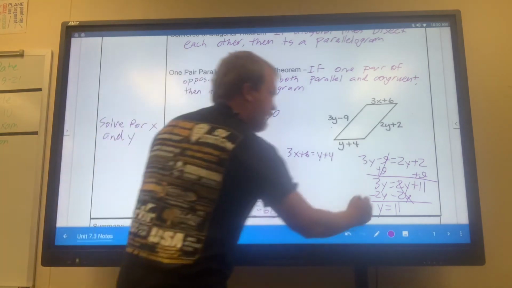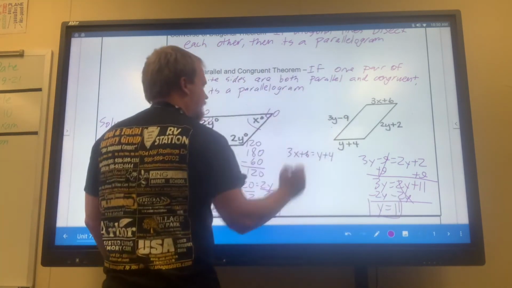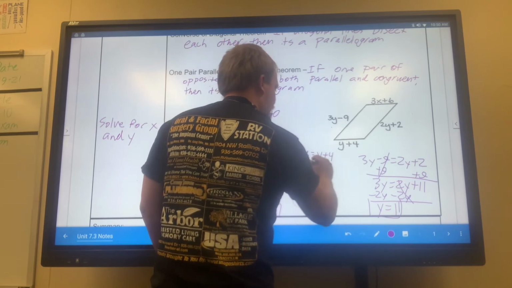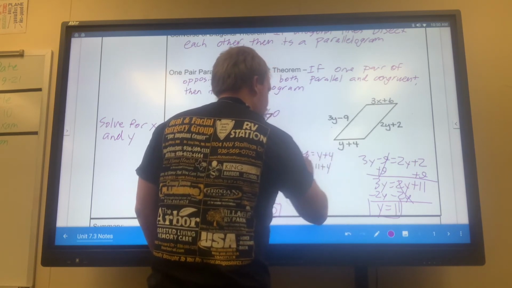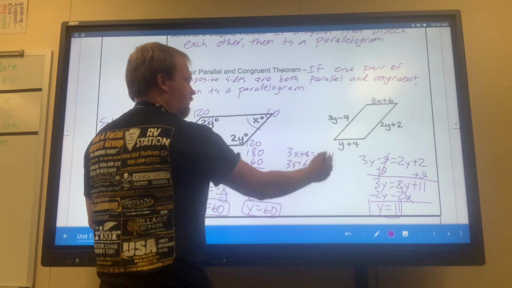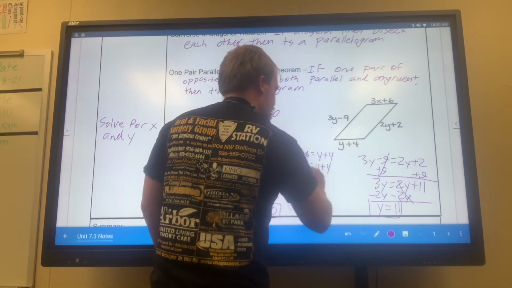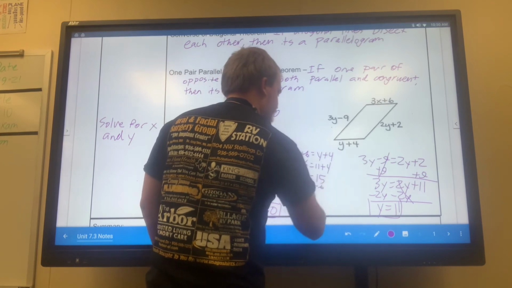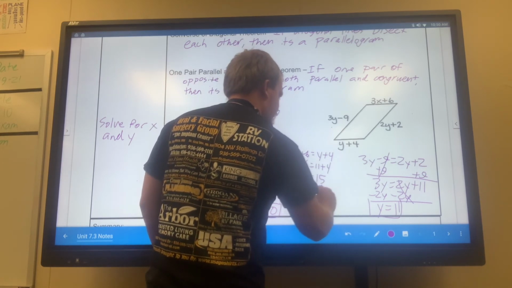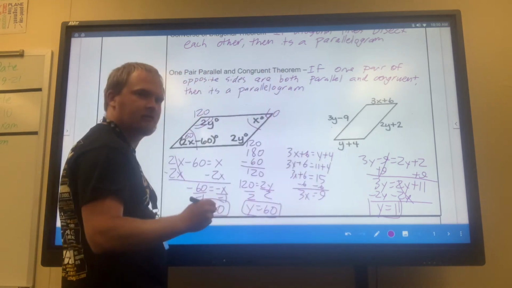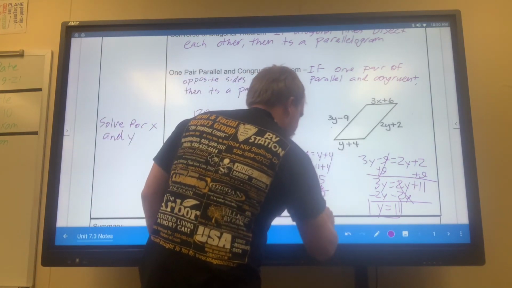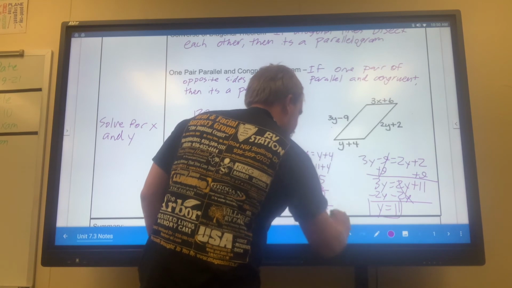Well, now that I know that y equals 11, I can replace this y with 11. So it'll be 11 plus 4. 11 plus 4 is 15. Subtract 6 from both sides. 3x equals 9. Then I just have to divide by 3. x equals 3.